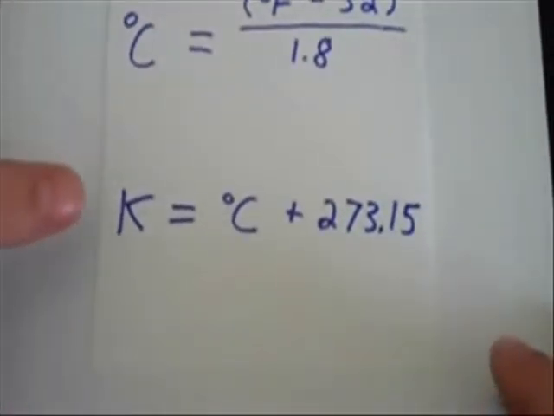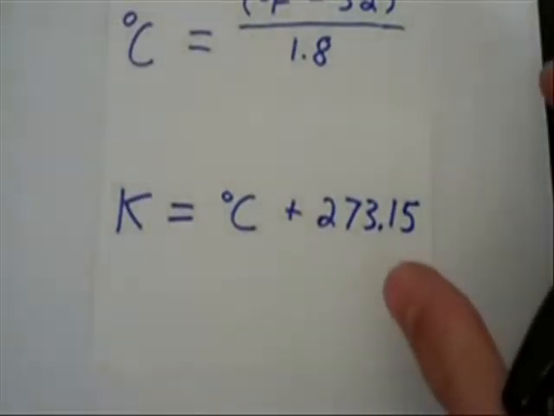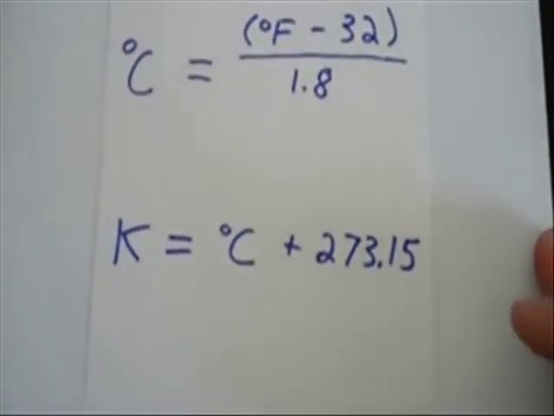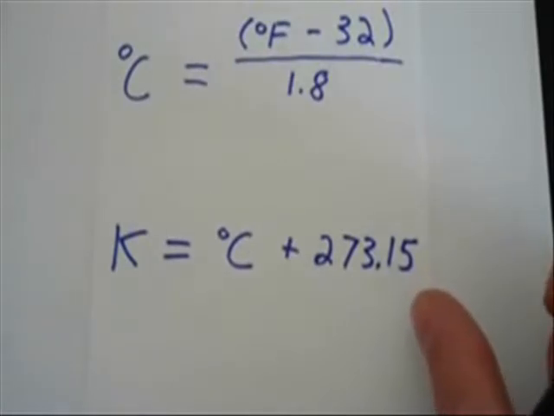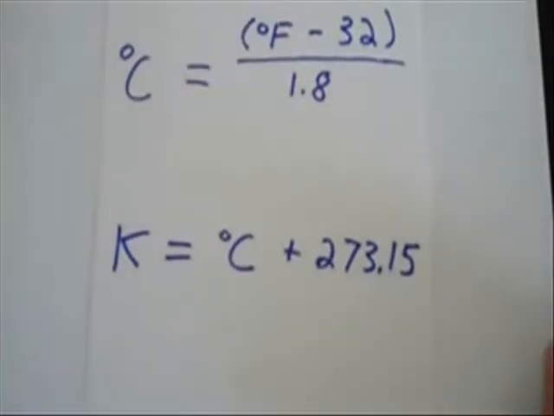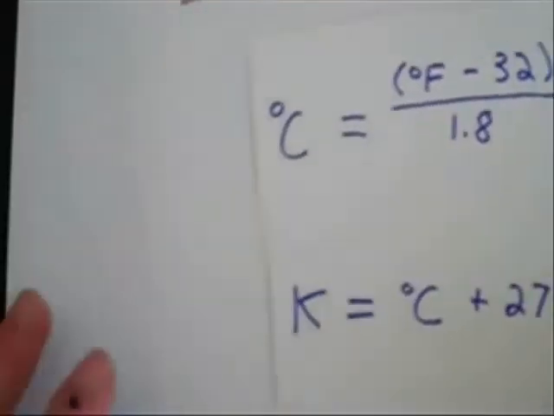The bottom one says that to get kelvins, all you do is take your degrees Celsius and add 273.15. The interesting thing about this bottom equation is that the change of 1 degree Celsius is exactly the change of 1 Kelvin. So degrees Celsius and Kelvin have the same numerical value. However, the scale is simply offset by 273.15. Let's go through an example real quick.